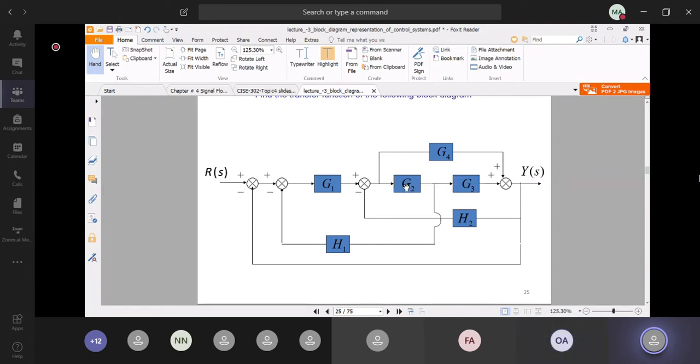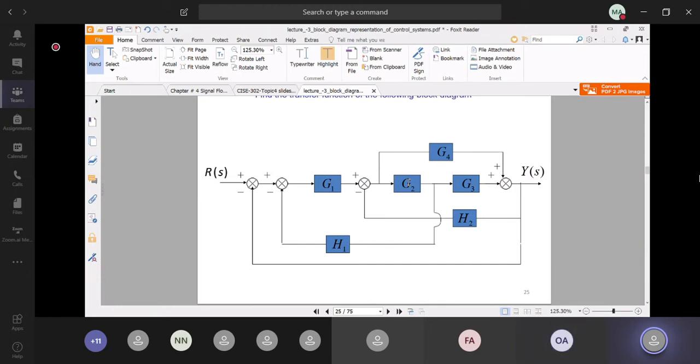So here, if I move this forward, this will be G. What about this branch, input or output? Output, because usually in a pickup point we have only one input and the rest will be outputs. If the block is at the input, all the outputs will get the same gain.